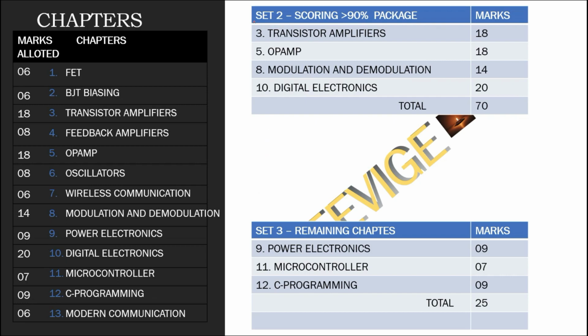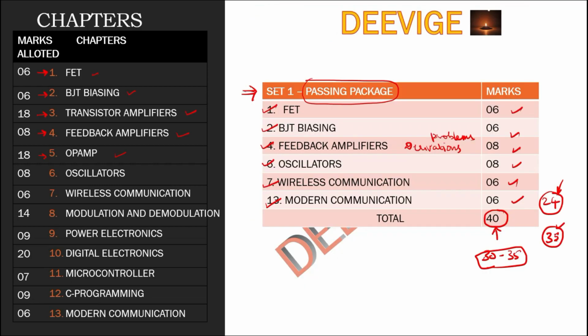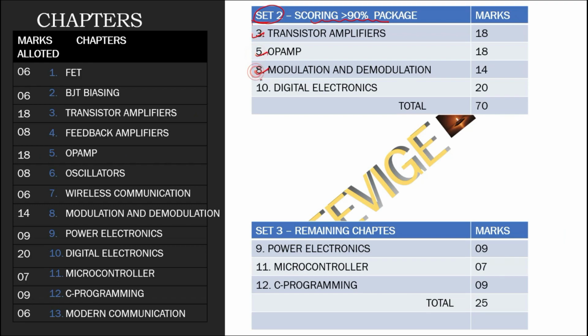As I said, set 2 is for those students who are aiming for scoring above 90%. For this, you have already studied set 1. Along with set 1, if you add these 4 chapters, that is transistor amplifiers, op-amp, modulation and demodulation, and digital electronics, these 4 themselves will give me 70 marks. Amplifier 18, op-amp 18, modulation and demodulation 14, digital electronics 20.